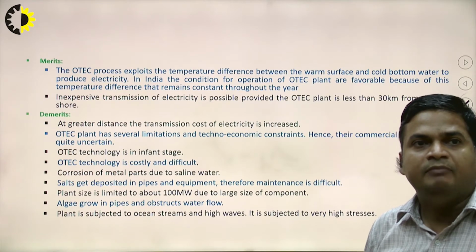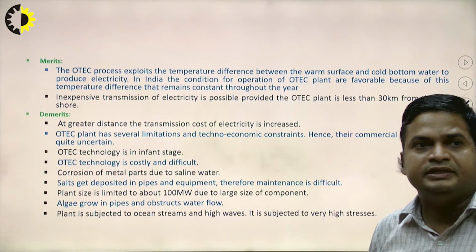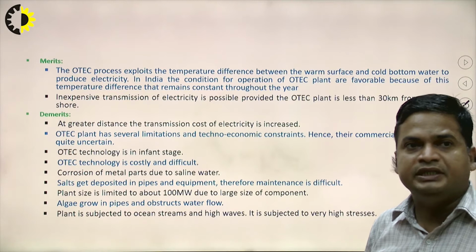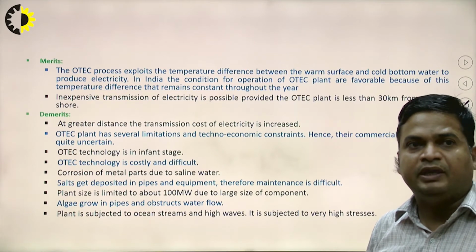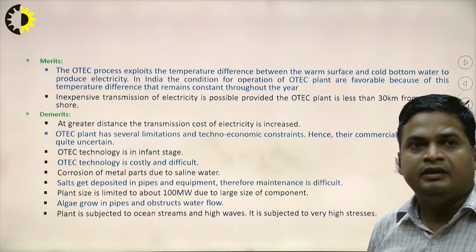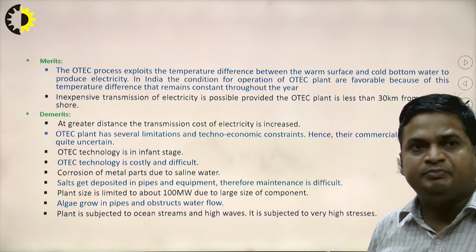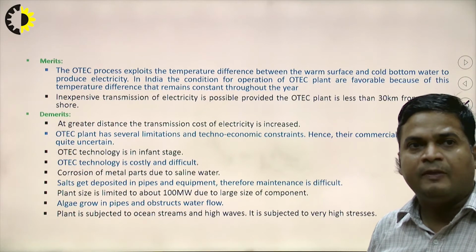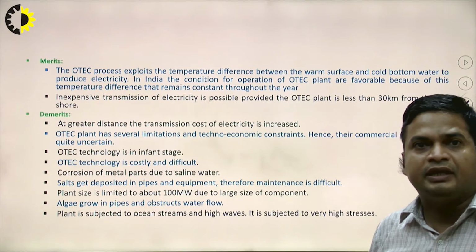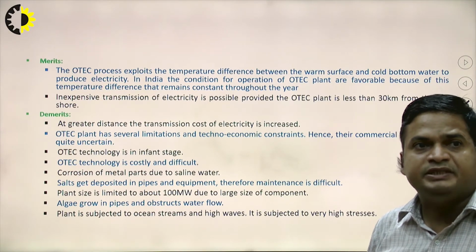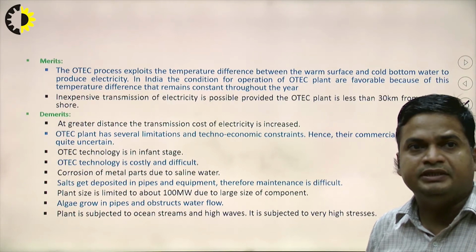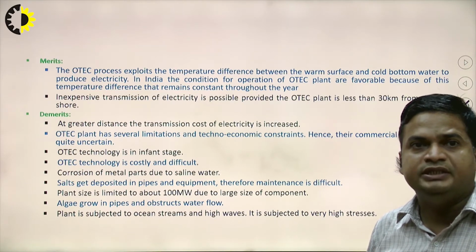the year. For certain reasons the temperature difference remains constant, and therefore we can easily run the plant. This is a necessary condition, so that the pressure will remain constant, and therefore the turbine is easily capable of running the generator and electricity is produced. Inexpensive transmission of electricity is possible provided the OTEC plant is less than 30 km from the seashore.